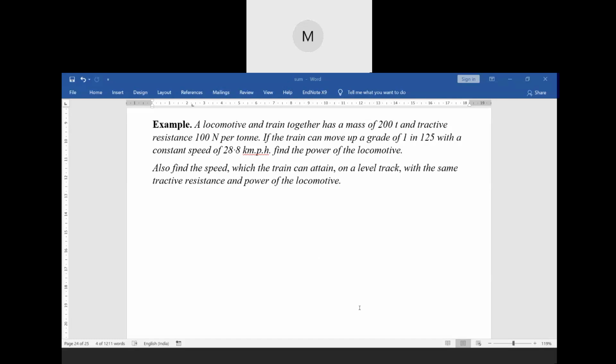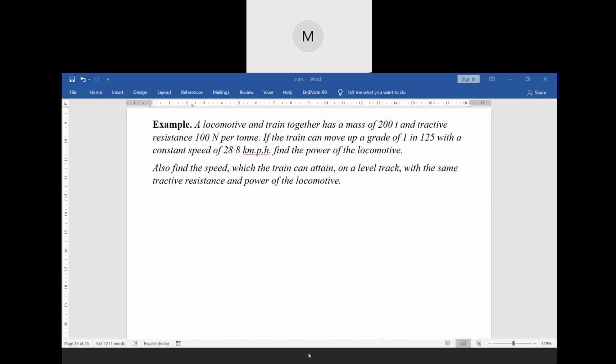Okay, so people have got the answer 15.68. So the correct answer is 15.68. Now if you got the resistance, this is the resistance due to inclination. But there is another resisting force. What is that resisting force? In the very first part we found out one force. What is that resisting force? Can anyone say? Hello? Tractive resistance. So how will that be considered?